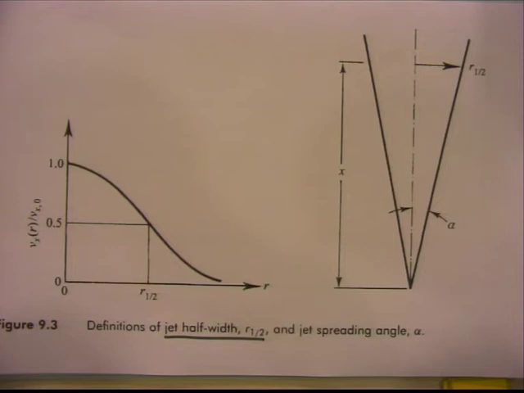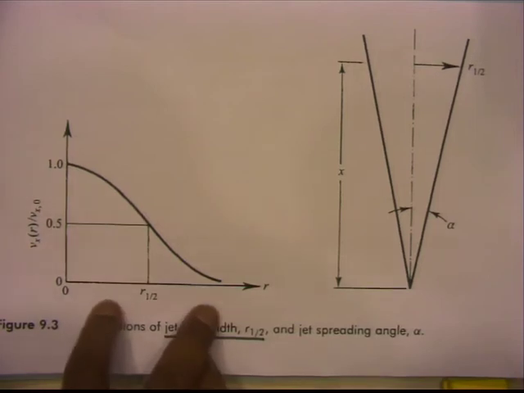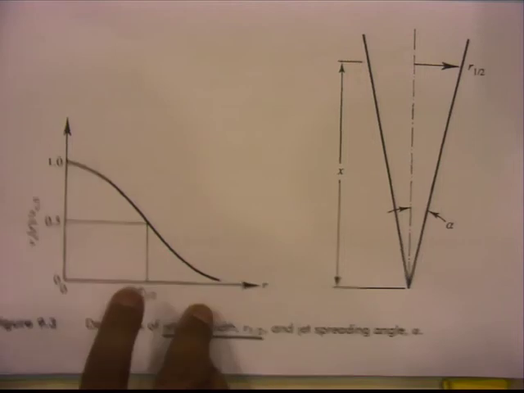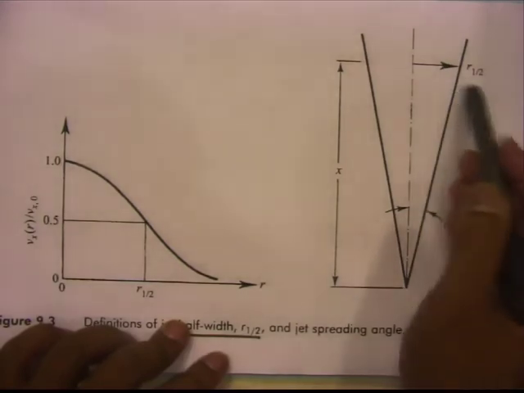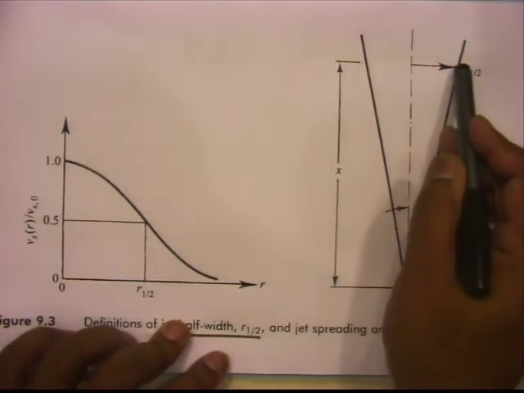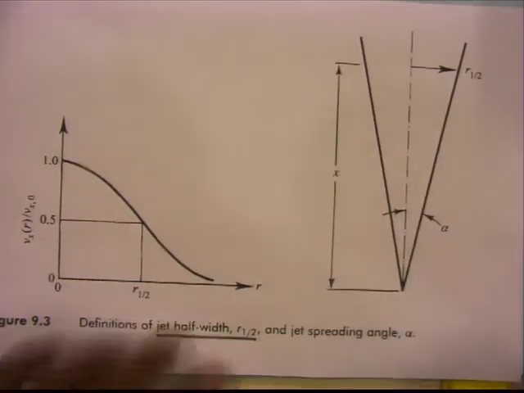Okay, that is the jet half width. And the jet half width is for a particular value of x, correct? If you look at this, it is at a particular x plane, you are moving in the radial direction, and that's how we got this velocity profile. If you go to another x plane, the R half value will change, right? At one x there is one value of R half, at another x another value of R half, like that.